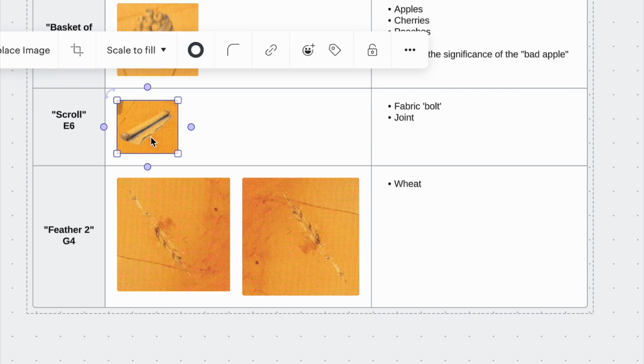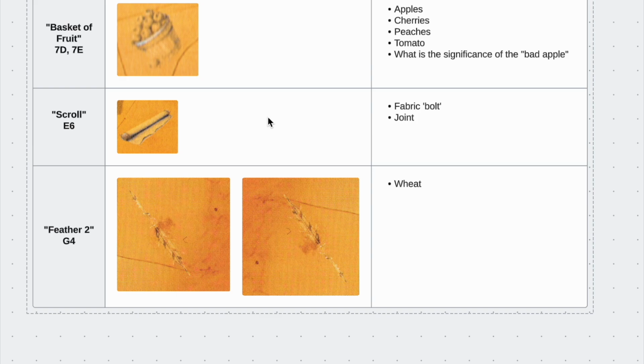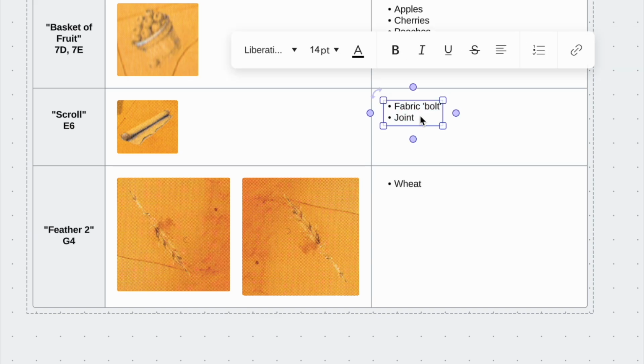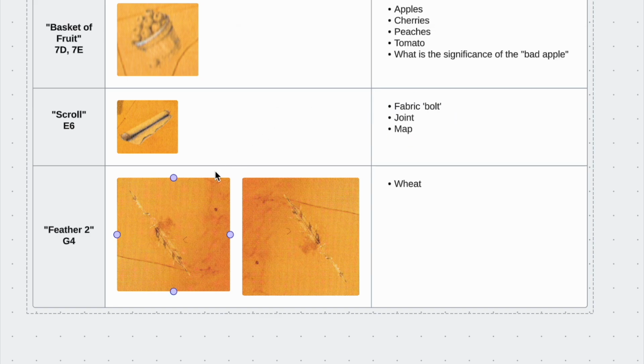And then we have the scroll, which, is it a scroll? Some people have said it looks like a fabric bolt. Others have said it looks like a joint or a cigarette. Maybe it's a map. I'm going to add that one in. Enter map.